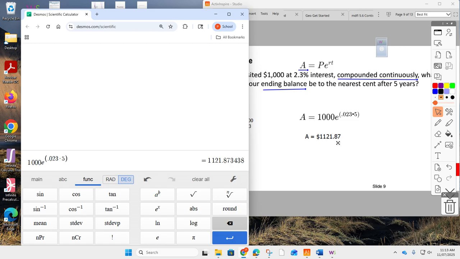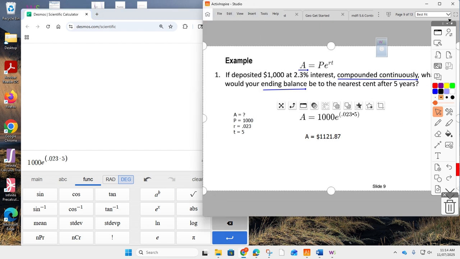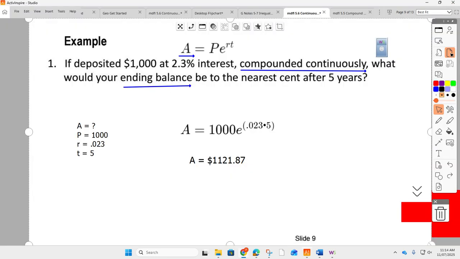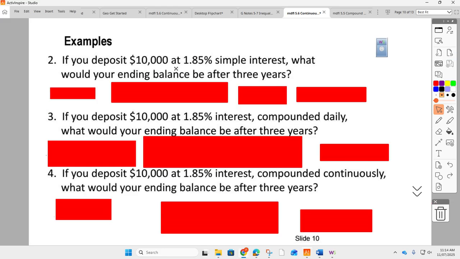Okay. Let's go to our next example. So here, 3 different types of interest we're looking at. Simple interest, compounding daily, compounding continuously. These tell us which formula we're going to use.